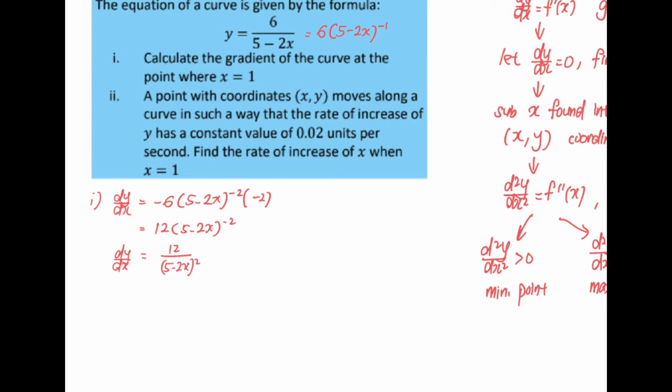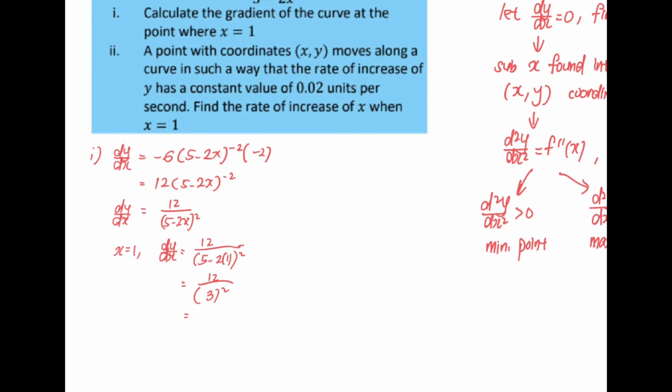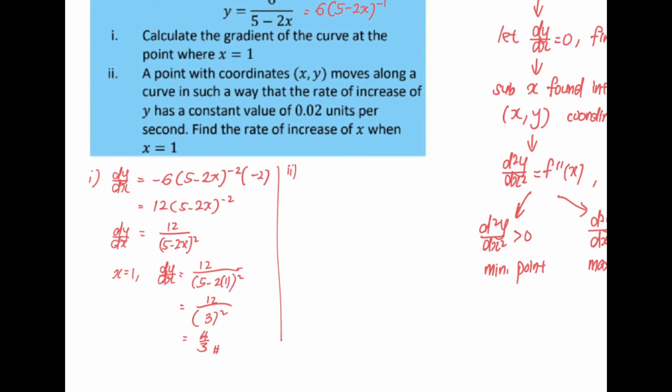This is called the gradient function. I can substitute 1 inside to find the gradient of the curve at that point. So x is equal to 1, dy/dx is equal to 12 over (5 - 2(1))², so 12 over 3 squared. So at the end we get 4/3. Okay, that is part 1.